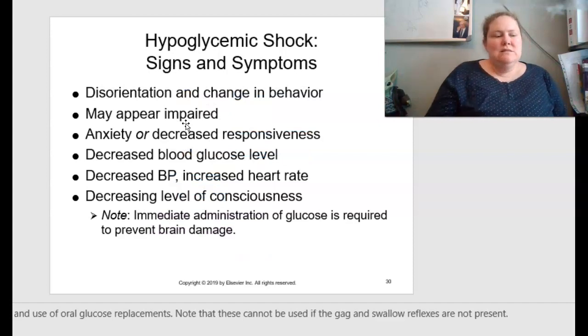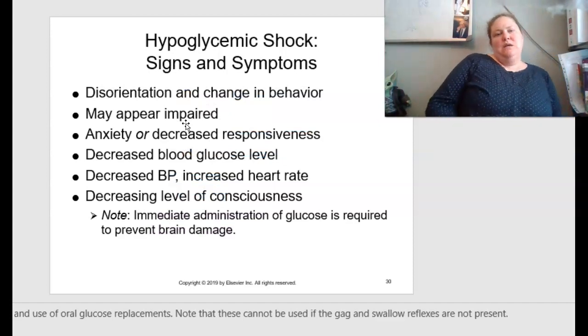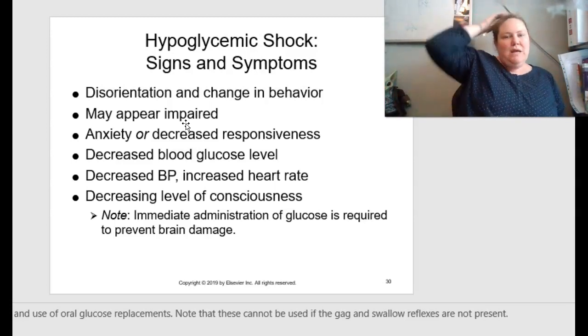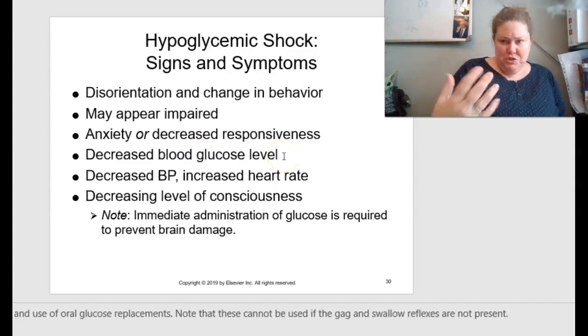So what are some of these signs and symptoms? Well, we just talked about it in that summary figure, but the signs and symptoms of hypo, or low sugar, are disorientation and a change in your behavior. You may appear to be impaired. You can have anxiety or decreased responsiveness. You can have decreased blood glucose levels because we took too much sugar out of the blood and into storage, right? Therefore causing the low sugar. You can have decreased blood pressure or an increased heart rate. And this can decrease the level of consciousness.